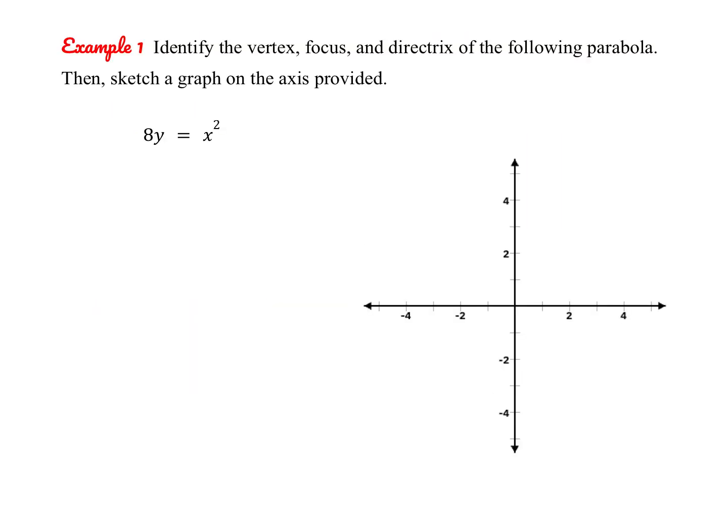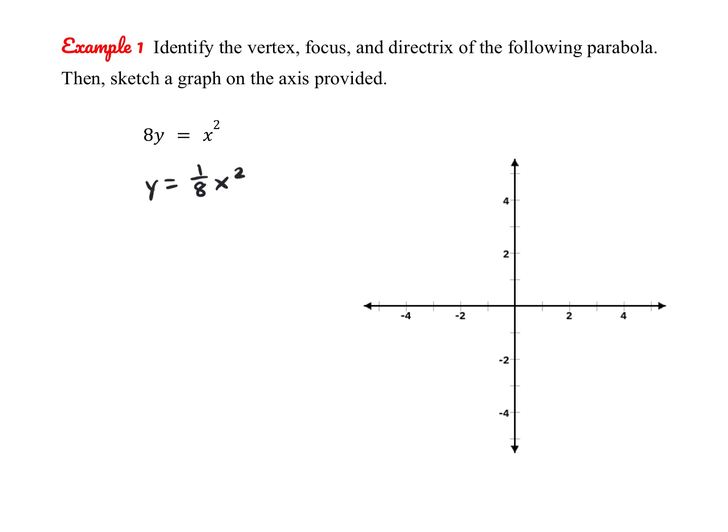All right, let's try one of these together. So here we're going to identify the vertex, focus, and directrix, and then we're going to do a super rough sketch of our graph. We're just going to really make sure our graph is opening in the correct direction. In terms of exact coordinates beyond the vertex, we're not going to worry about that for today. So first I need to make sure my equation is in the correct form. So I'm going to divide both sides by 8 because we need to isolate y.